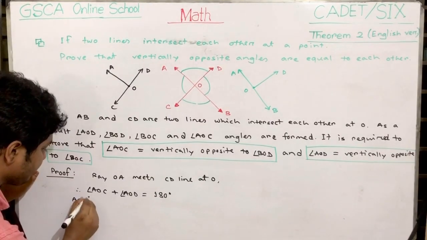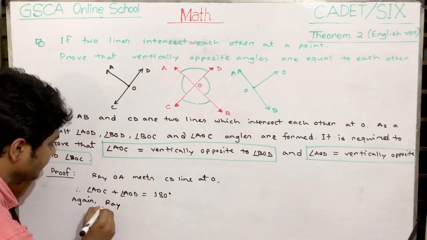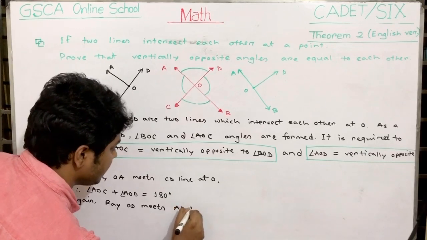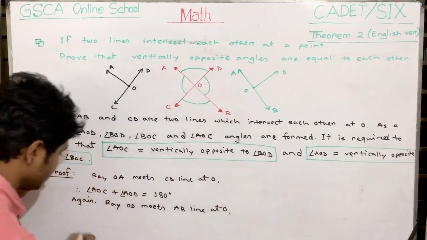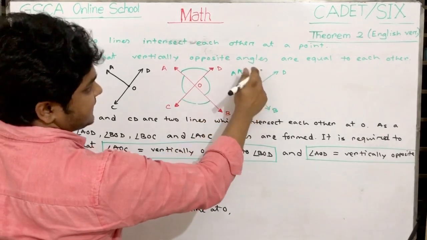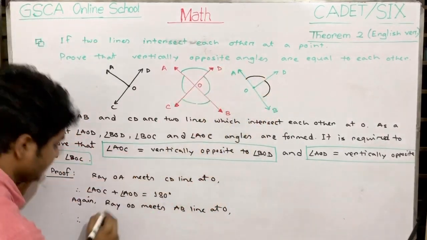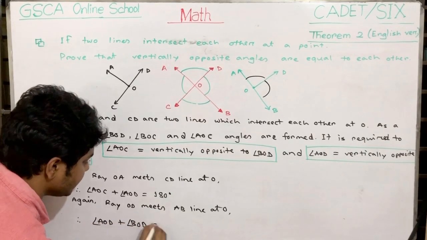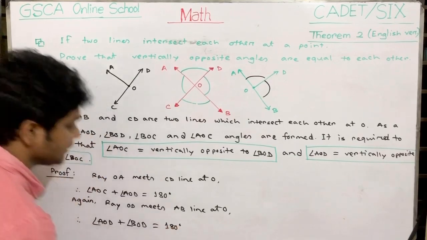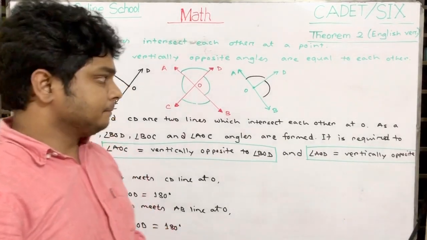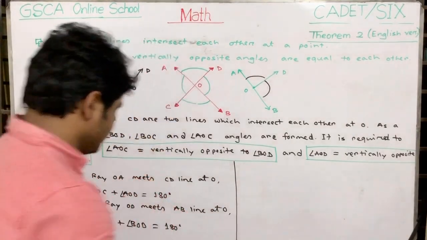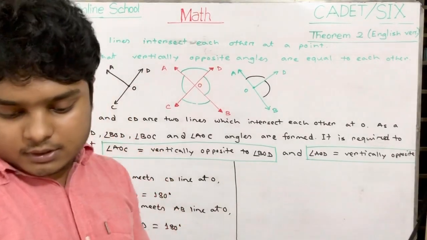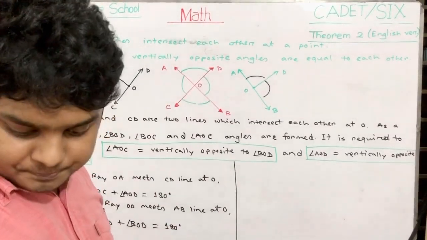Again, ray OD meets line AB at O. Therefore we can write the sum of these two, this and this, AOD plus BOD is equal to 180 degrees. Okay, now I don't have enough space down here, so I'll write on the right side, you write it down.